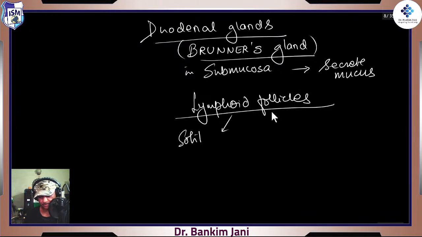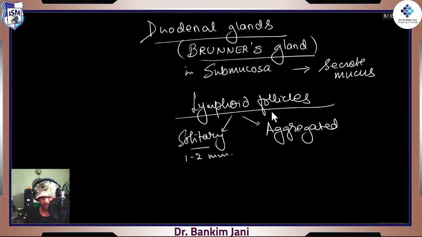Solitary, and we saw that, right? And the aggregated. Aggregated means when they are clumped together, they are called the aggregated. And the solitary ones are very small, just 1 to 2 mm, pretty small, and they are distributed throughout because they are small.